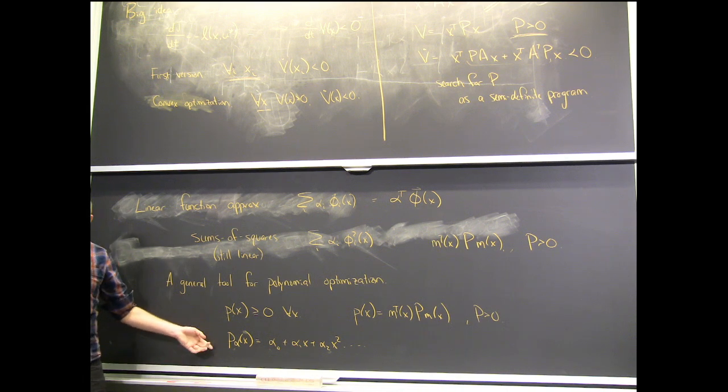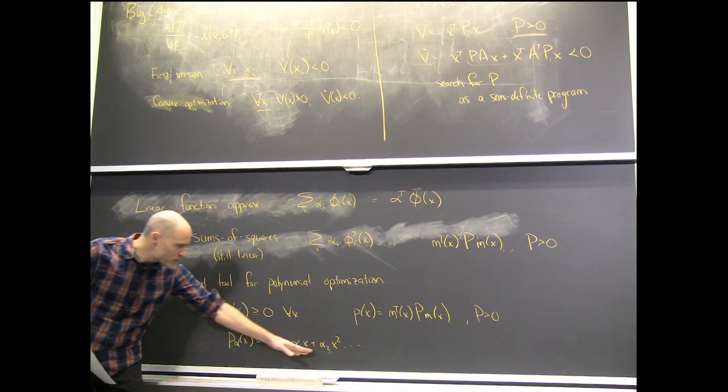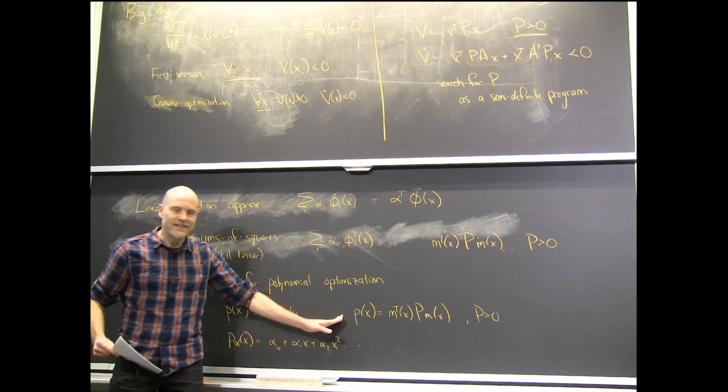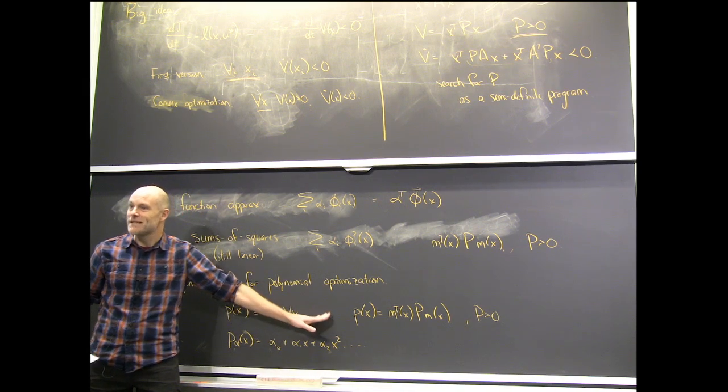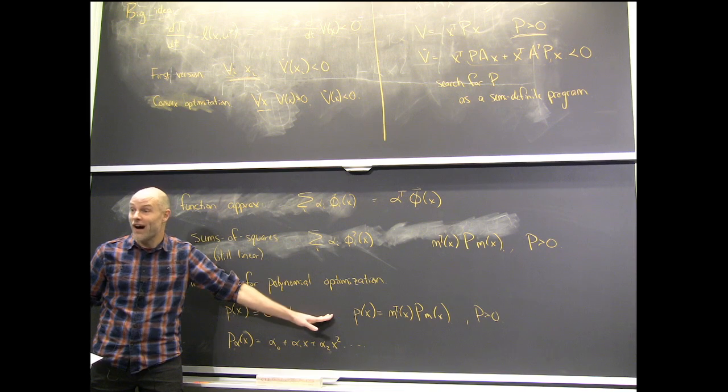So if you can do this, and you can search over parameters, and it's a convex optimization, the implications of that are pretty awesome. Okay.